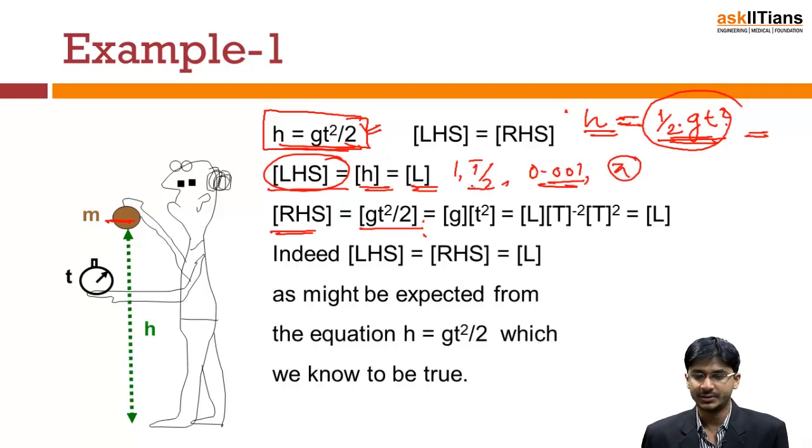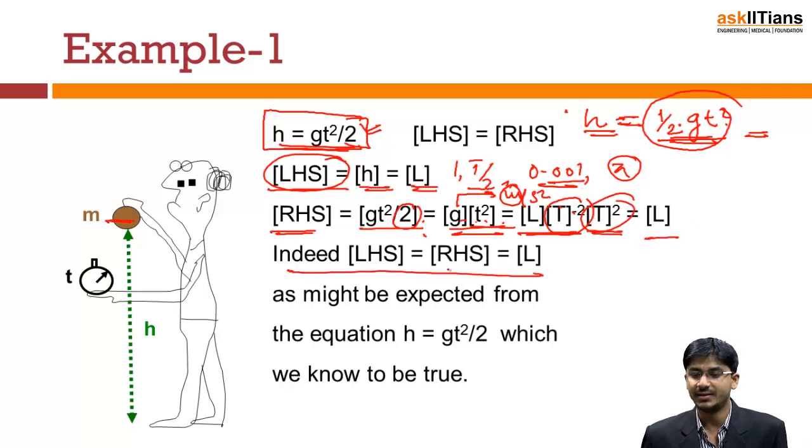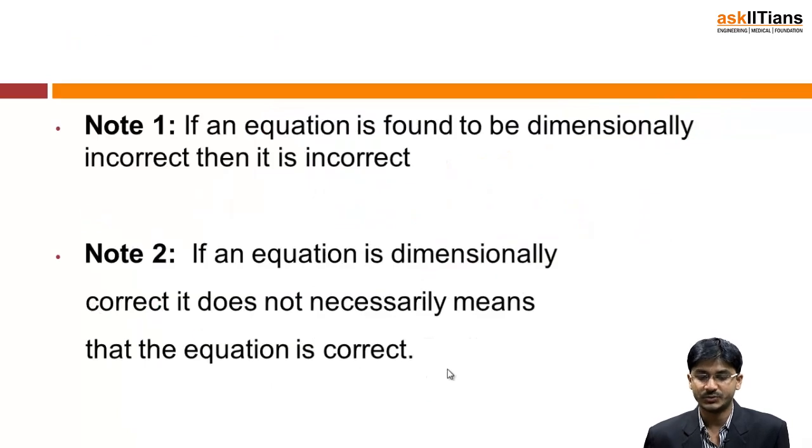Now as we know, numbers like 1, 1 by 2, 0.001, pi, all of these numbers are dimensionless, meaning they are unitless, they don't have a unit, they are simply numbers, dimensionless we call it. So half doesn't have a dimension, the dimension is only of g and t square, which are in multiplication. For g we know it was meter per second square, so this is L T minus 2, then this is multiplied with t square, that is T square. So what we get is L T minus 2 T square, this gives T power 0, this is L. That means LHS is equal to RHS. So we know that this relation is true.